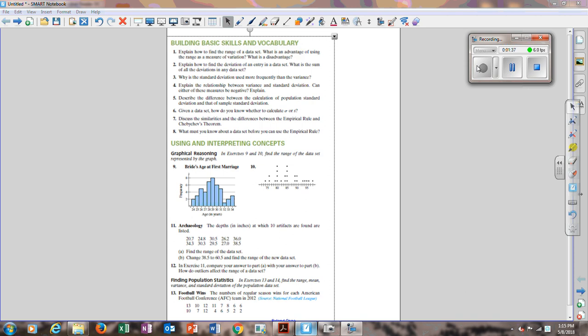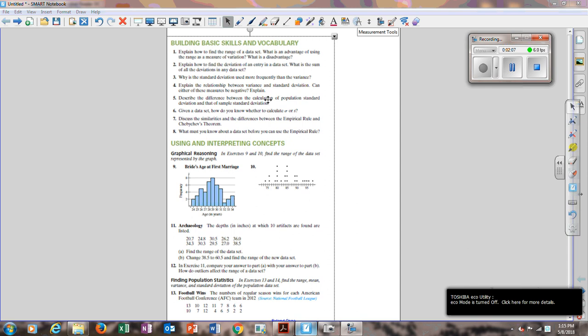Explain the relationship between variance and standard deviation. Standard deviation is just the square root of the variance. Can either of the measures be negative? No. Reason for that is variance is a number squared, which makes it positive automatically. Standard deviation is the square root of that, which is automatically positive as well.